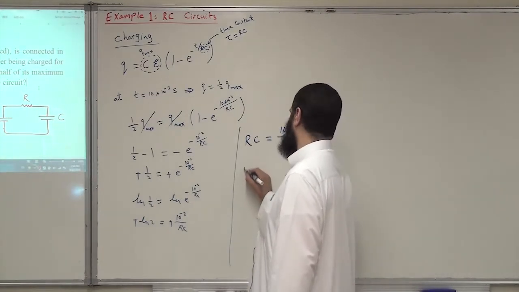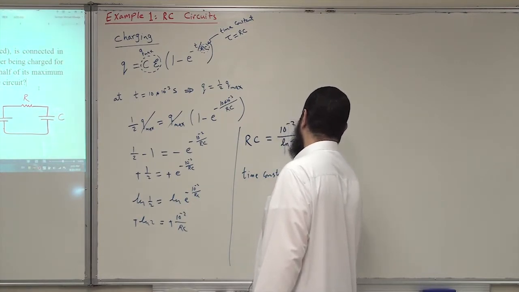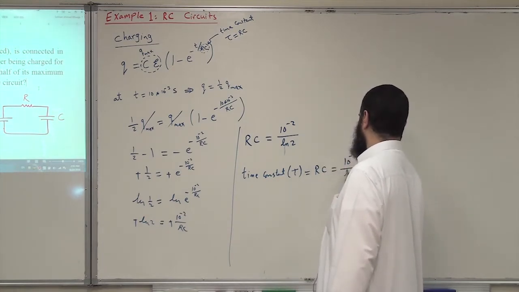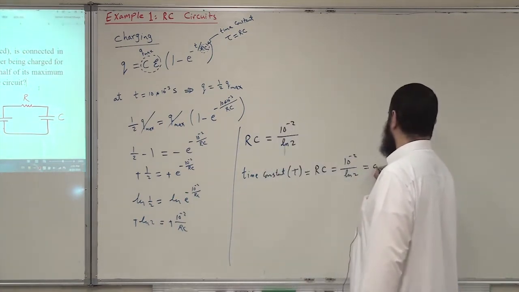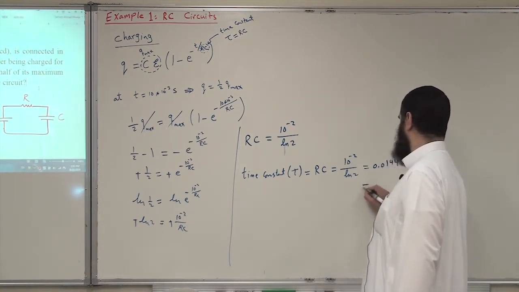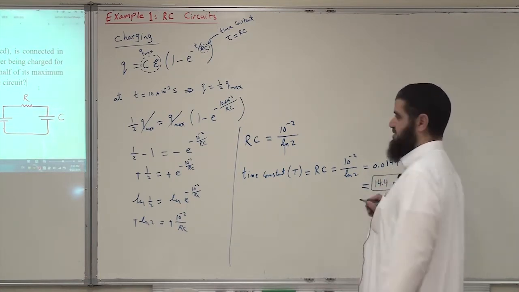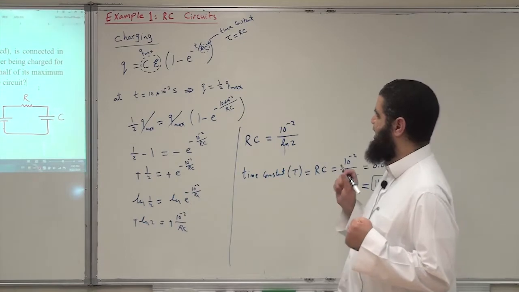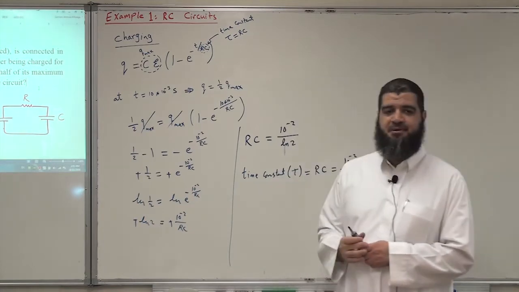From here we can answer our problem. The time constant, which is tau, equals RC, and this will be 10 to the minus 2 divided by ln 2. If you do this calculation, you will get the time to be 0.0144 second, or simply you can write it as 14.4 milliseconds. Just reading the problem carefully and choosing the proper formula, and it is a matter of algebra afterwards.